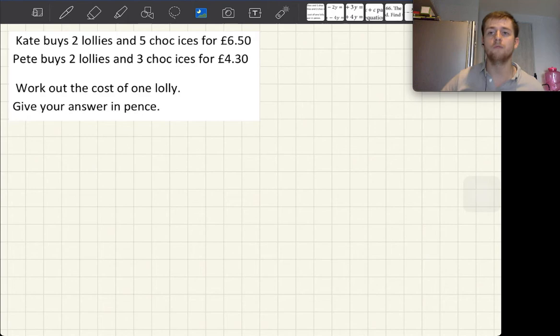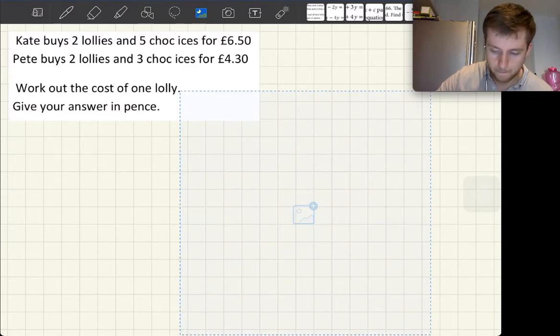Okay, so again, read it carefully first of all. Kate buys 2 lollies and 5 chalk ices for £6.50. Pete buys 2 lollies and 3 chalk ices for £4.30. Work out the cost of 1 lolly, give your answer in pence. Let's figure it out. So 2 lollies and 5 chalk ices again for £6.50. 2 lollies and 3 chalk ices for £4.30.